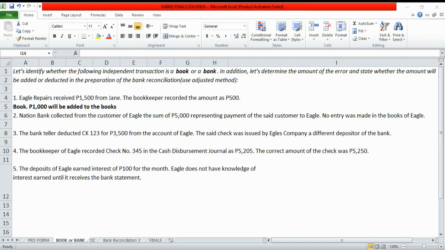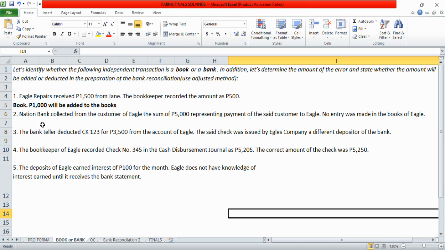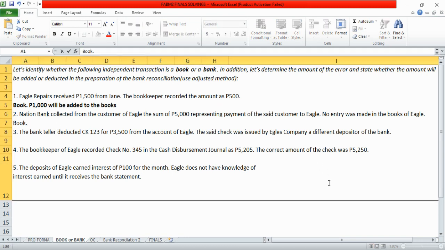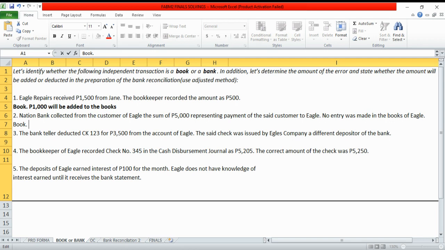For number 2, Nation Bank collected from the customer of Eagle the sum of 5,000 pesos, representing payment of the said customer to Eagle. No entry was made in the books of Eagle. So again, this is an example of a book item. And how much should be added? From the clue I just said, it's added. So that is an example of a credit memo.